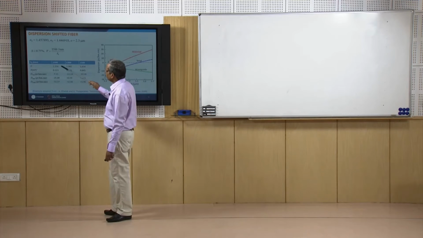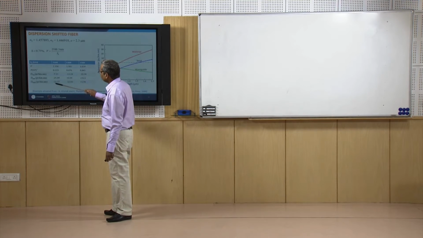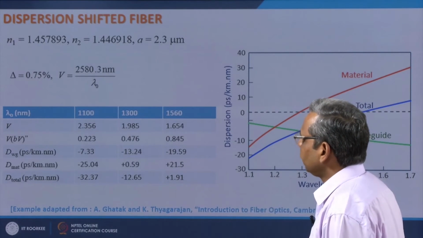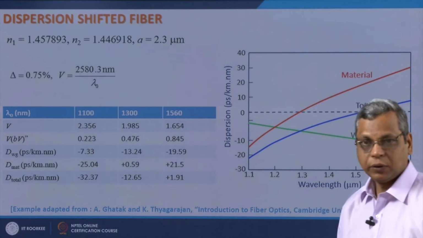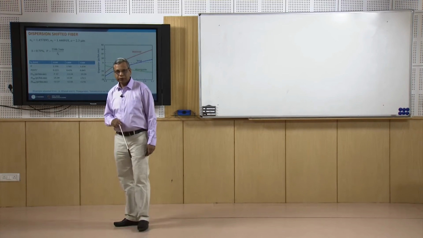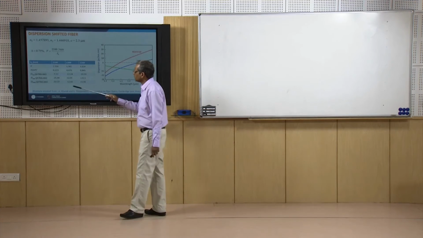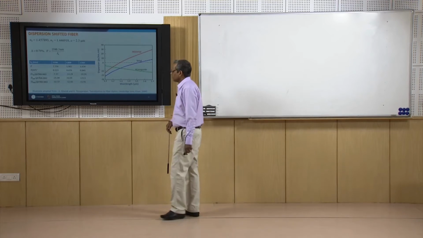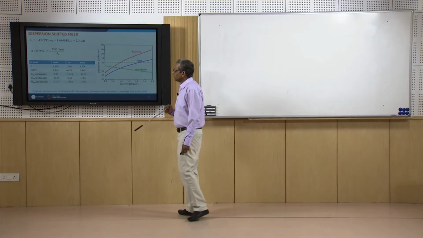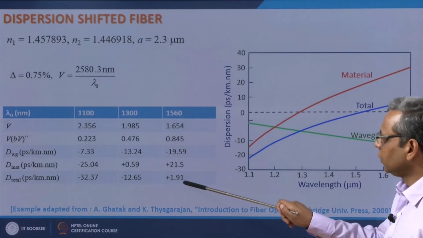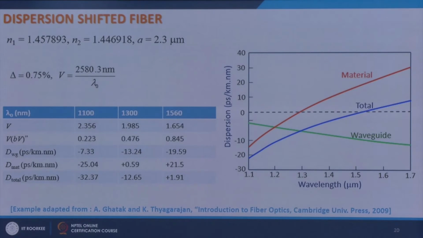at lambda naught equal to 1100 nanometer, my total dispersion is minus 32. At 1300 nanometer wavelength, in a single mode conventional fiber, it was between 1 and 2 picoseconds per kilometer nanometer. Now it is about minus 12 picoseconds per kilometer nanometer. However, at 1560 nanometer wavelength, with this design I could bring down the total dispersion to a much smaller value, about 2 picoseconds per kilometer nanometer.